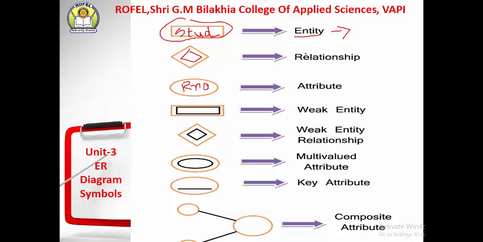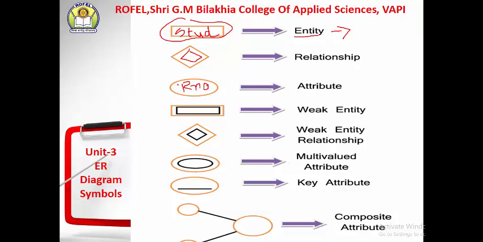So normally the relationship is represented in a diamond. But if there is a weak entity, the weak entity is represented in a double rectangular box. Same way, the weak relationship is also represented in a double diamond box. Same way, different types of attributes are there.